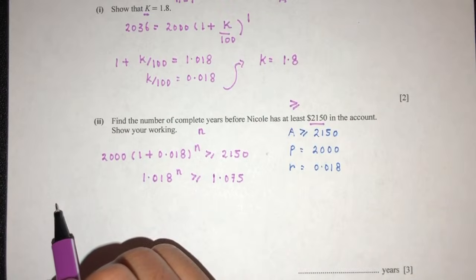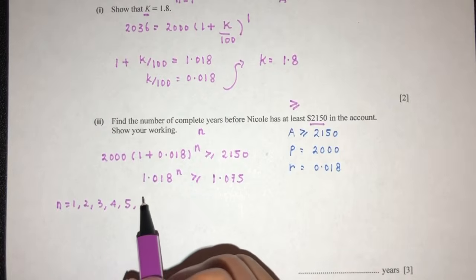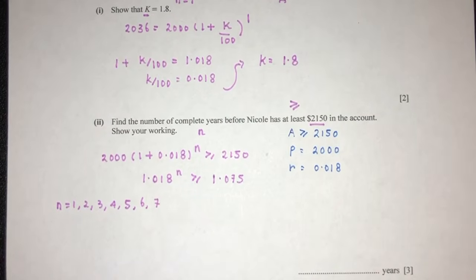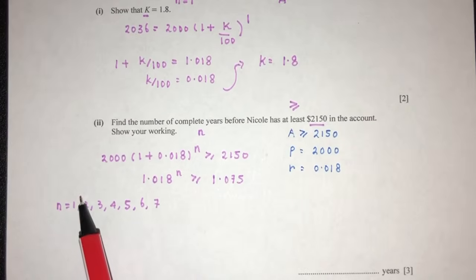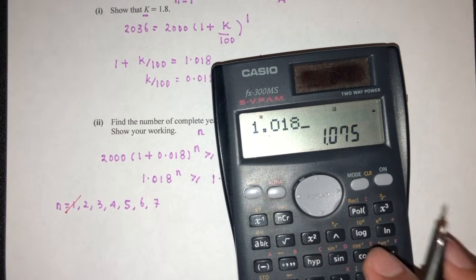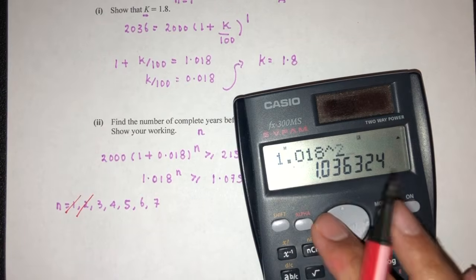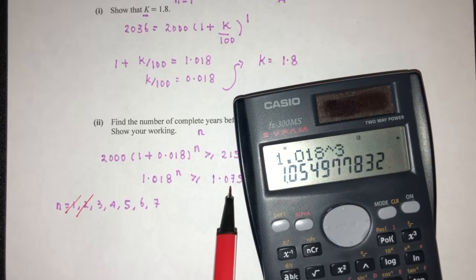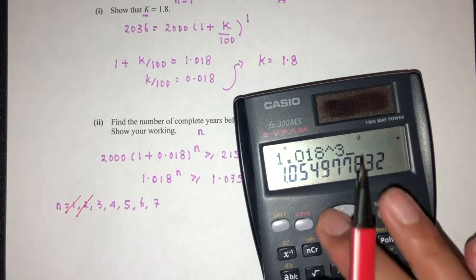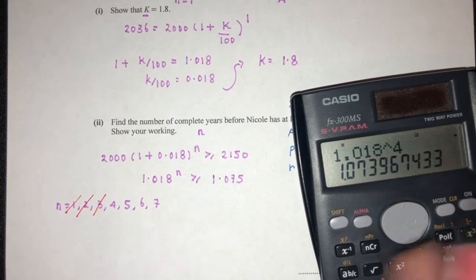Let's test. n can be obviously 1, 2, 3, 4, 5, 6, 7, and so on. So we can see what is the number of complete years we need, such that it will be more than this. So 1 is obviously not true. So how about 2? When n is 2, the value will be what? So 1.018 to the power 2. That is still not enough, so not good. How about 3? 1.05, so not good. How about 4? 1.073, so 73, not good enough, so not good.